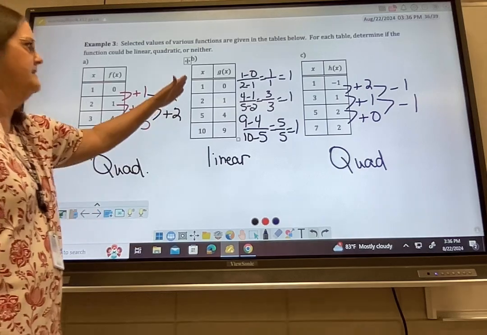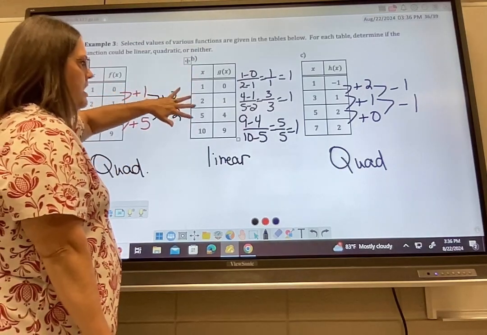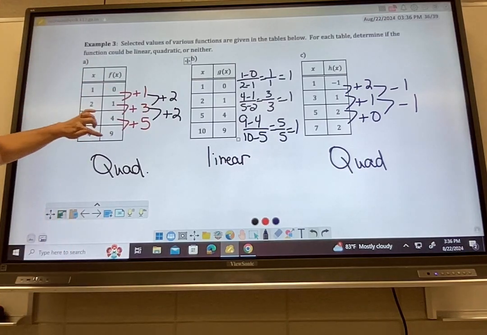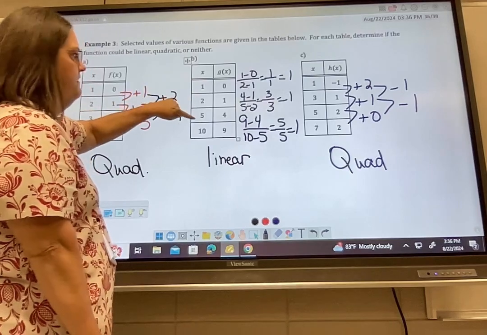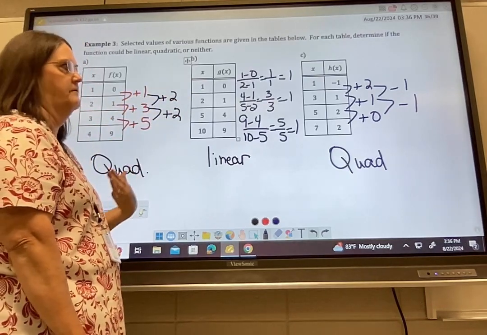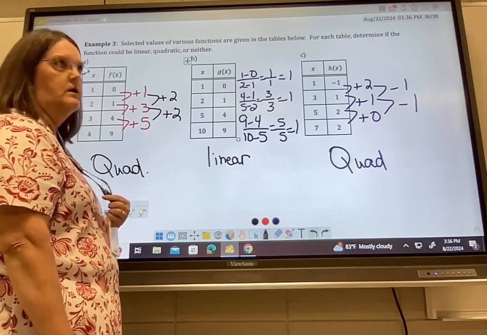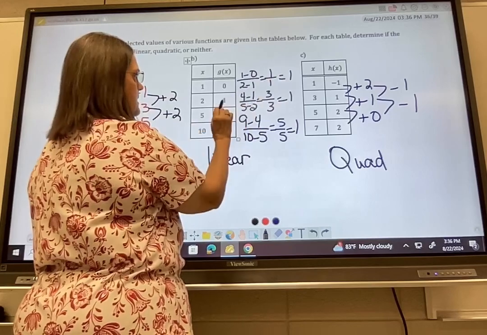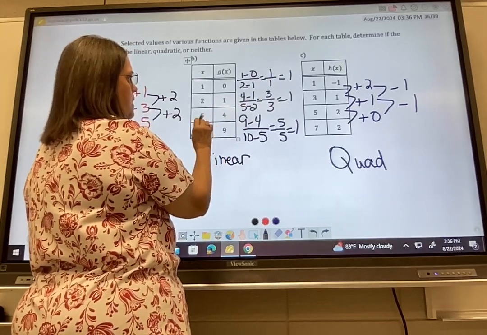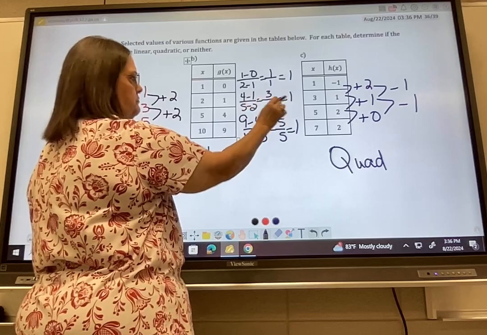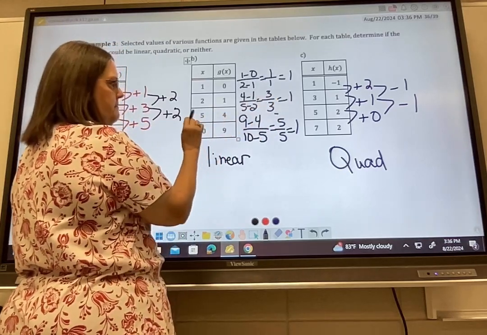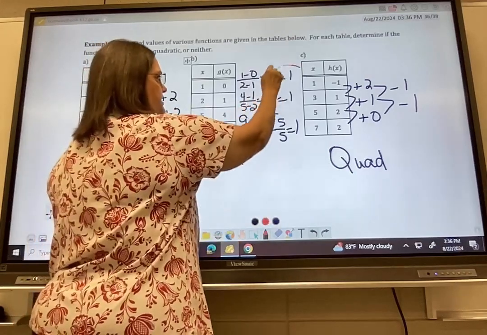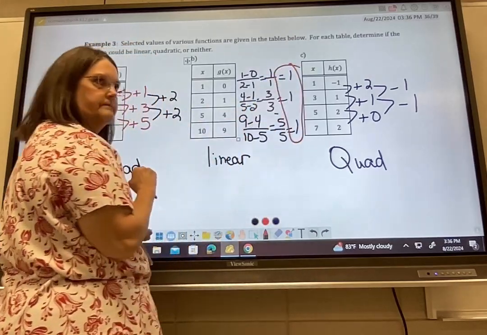Now, looking at this one, notice that my intervals are not equal distance apart. This table goes 1, 2, 3, 4 with its x values. This table goes 1, 2, 5, 10. So I have to do my average rate of change to see if it's constant. So 1 minus 0 over 2 minus 1 gives me 1. 4 minus 1 over 5 minus 2 gives me 3 over 3, which is 1. 9 minus 4 over 10 minus 5 gives me 5 over 5, which is 1. My average rate of change is constant, so it is linear.